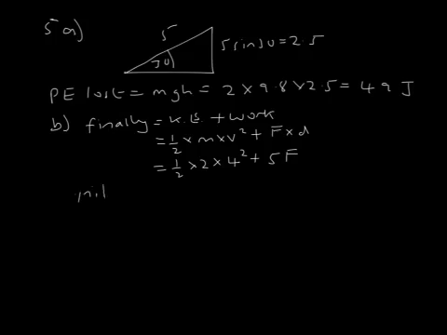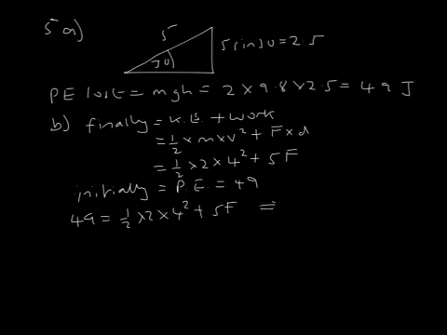Initially it had potential energy, which worked out to be 49. So 49 is a half times 2 times 4 squared plus 5F, and solve that equation and we get 6.6 newtons. That was B part 1. Now let's look at B part 2.